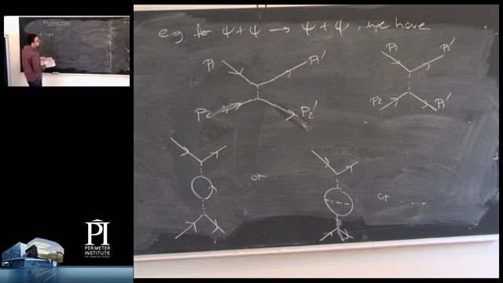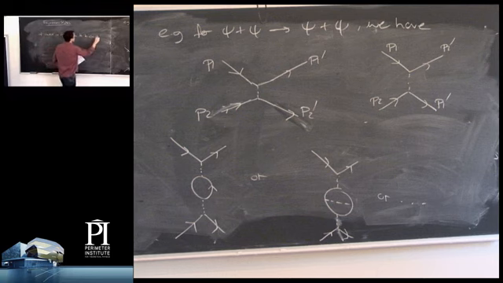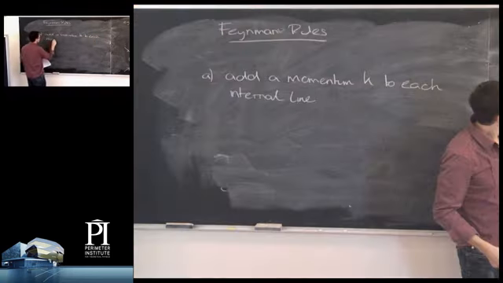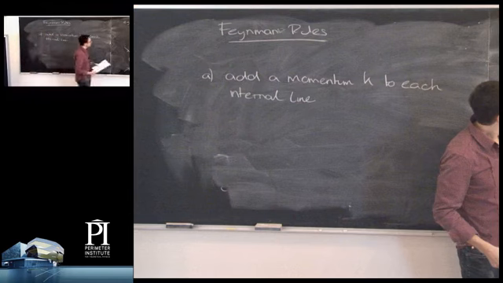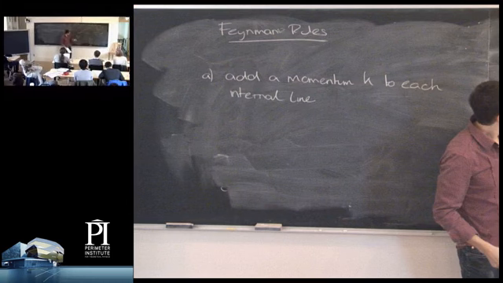Here's the way you associate mathematical formulae to these. Add a momentum k, a four-momentum, to each internal line. In these diagrams, there's only one internal line. It's this dotted one. These diagrams have many more internal lines. This one has four. It's got this guy, and although this looks like it's connected, it's really two, because there's one that goes from here to here, and one that goes from here to here, and then there's this guy. So there are four internal lines in this diagram. You should add a different k to each internal line, not the same k.